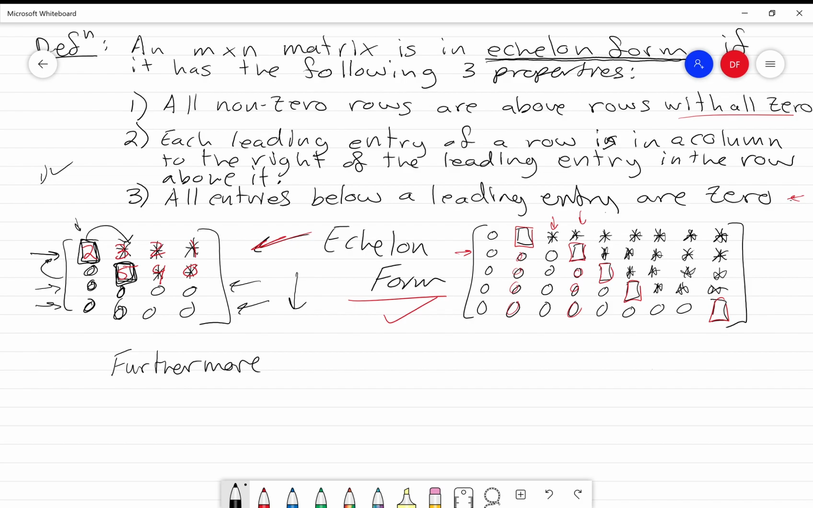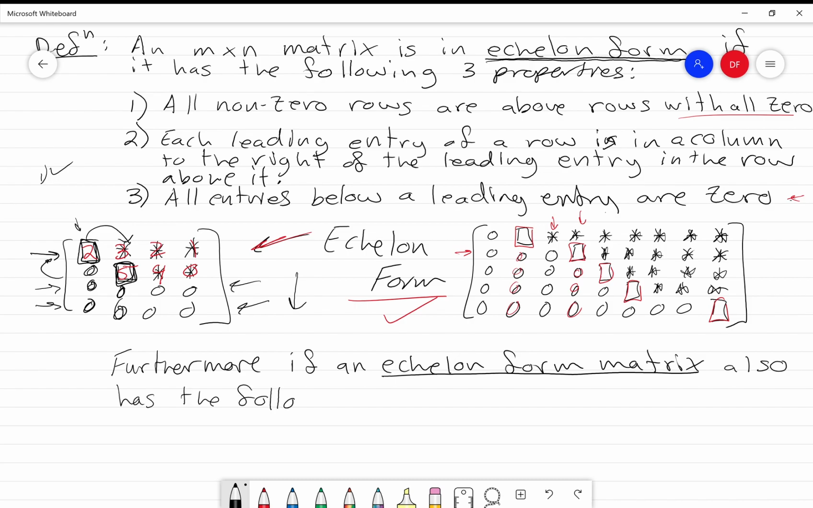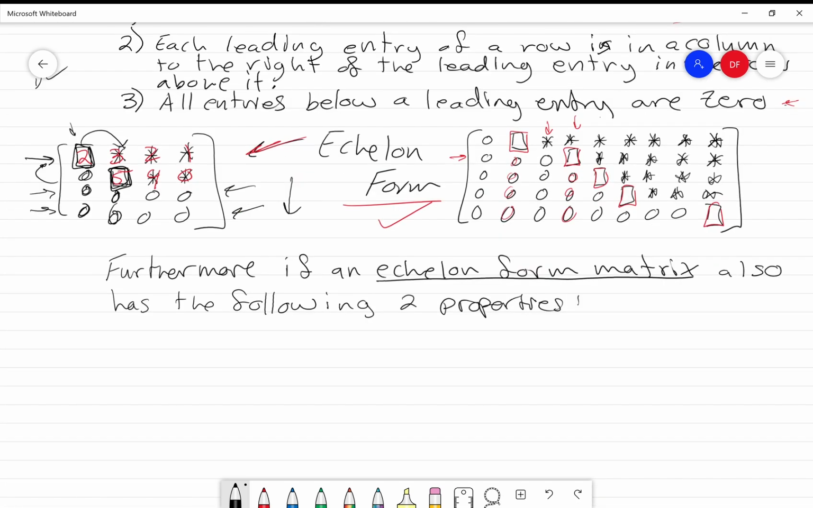Furthermore, if an echelon form matrix also has the following two properties. Four, the leading entries are all ones.